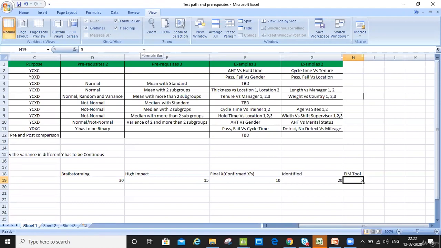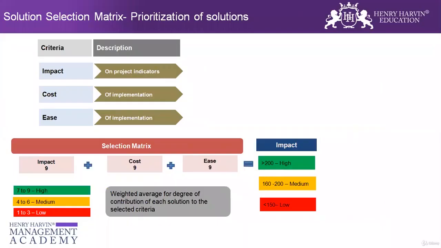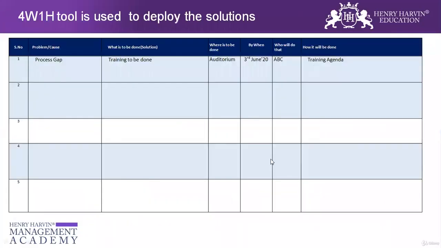Yeah. But these solutions will not get implemented on their own. I have to make an action plan for it. Okay. To make an action plan for it, there is a tool which is called 4W1H. Remember, we use 4W1H in the define phase also for making the problem statement. Do you remember? Yes. Yes.